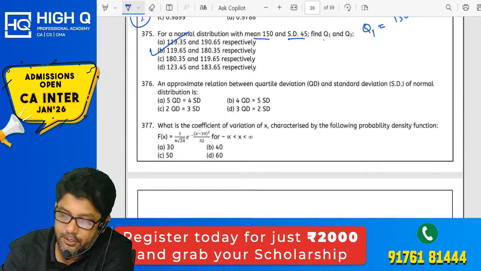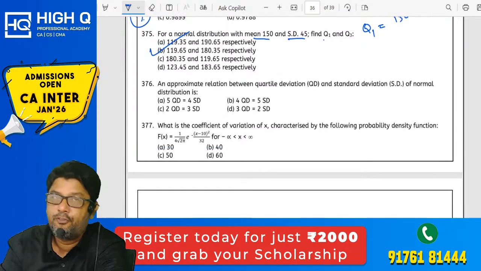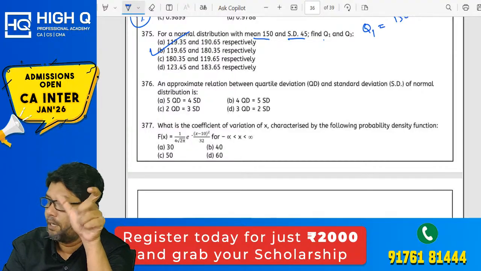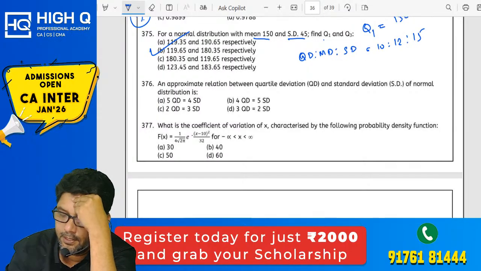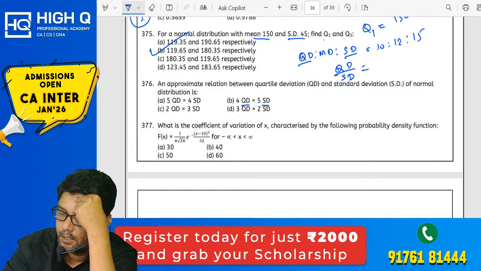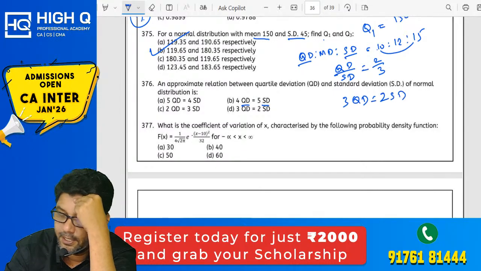Now, the approximate relation. For this, I give you one statement. I hope you remember. What is it? QD is to MD is to SD equal to 10 is to 12 is to 15. Now, the question is based on QD and SD, right? You take QD and SD. What is QD by SD? 10 by 15. Is it 2 by 3? So 3 QD is equal to 2 SD.